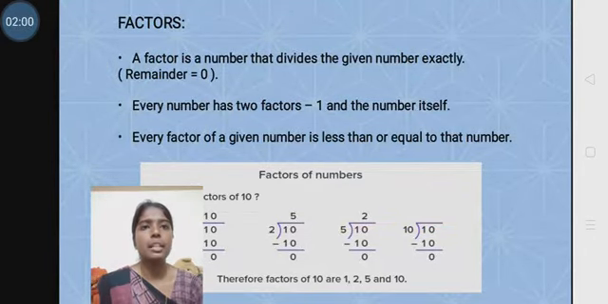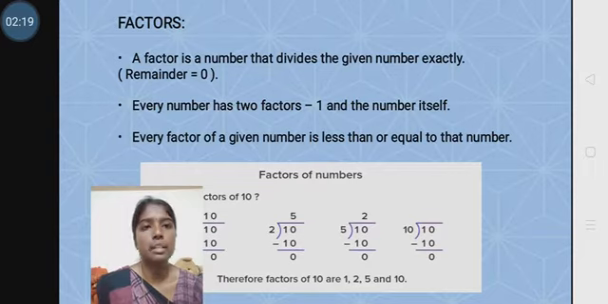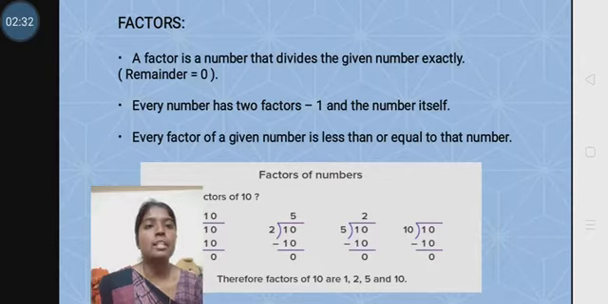Factors. A factor is a number that divides the given number exactly. If we divide, a factor is a number that gives remainder 0. Every number has two factors, that is 1 and the number itself. If we consider the number 2, it has two factors, one is 1 and the other one is 2. Every factor of a given number is less than or equal to that number.